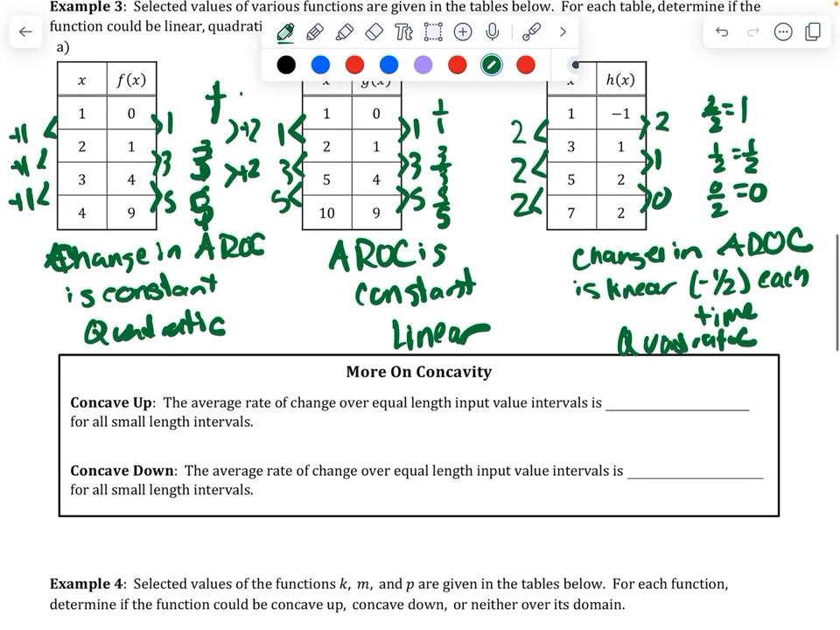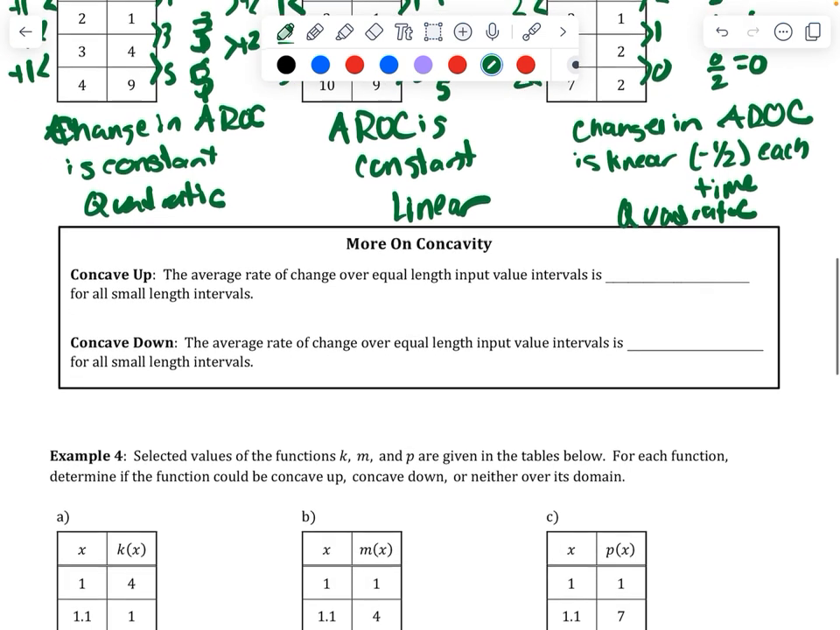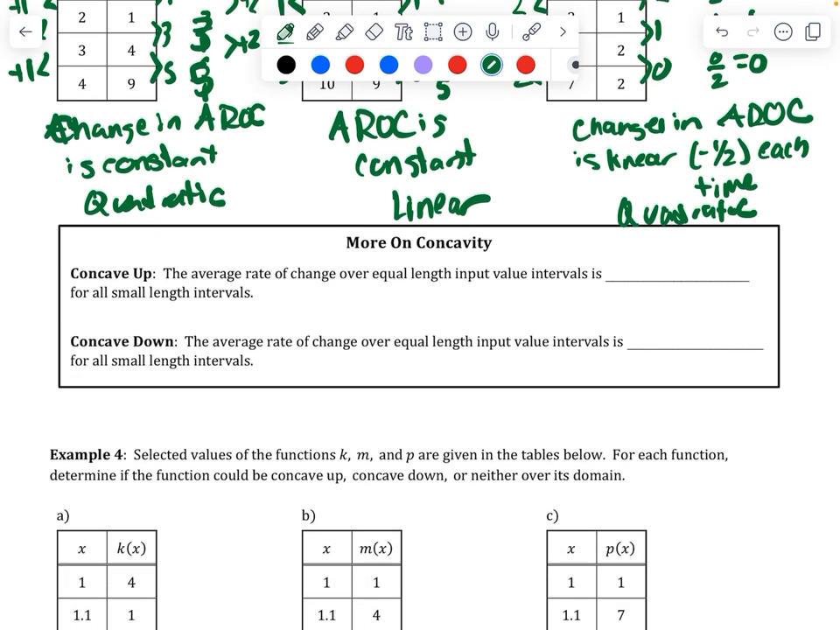And now we're going to tie this to what we did yesterday. The average rate of change over equal length inputs: when we think about it being concave up, what is happening to our average rate of change? Well, it goes from negative to 0 to positive, so it is increasing. If we're concave down, it goes from positive to 0 to negative. Positive to 0 to negative is decreasing.